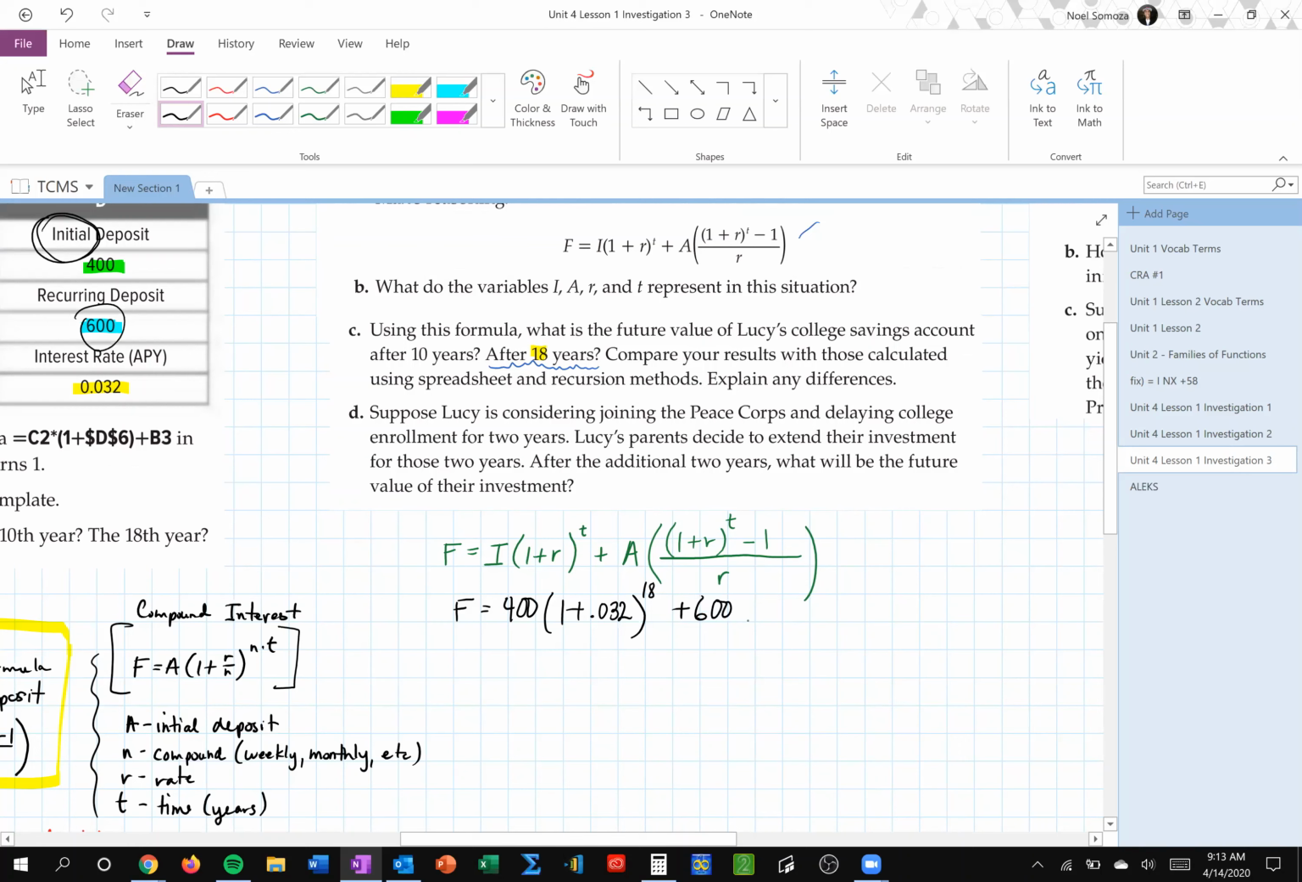So we would have 600 times 1 plus the rate, which is 0.032 to the 18th power, minus 1, and then this all over 0.032. Okay. All right. Is that okay so far? Does it make sense where we got all of the pieces of information? Yeah, we're good. Okay.